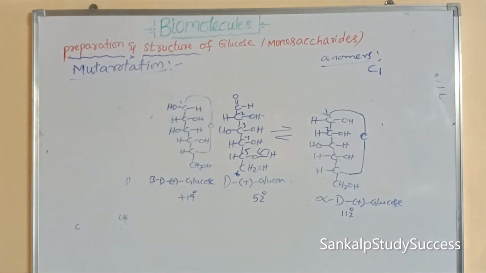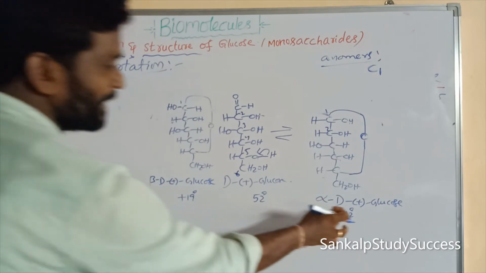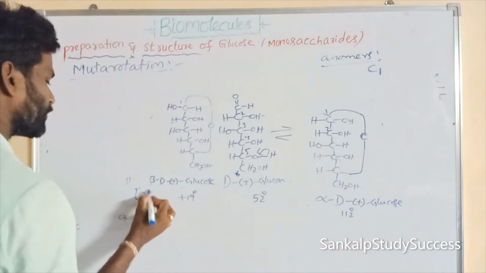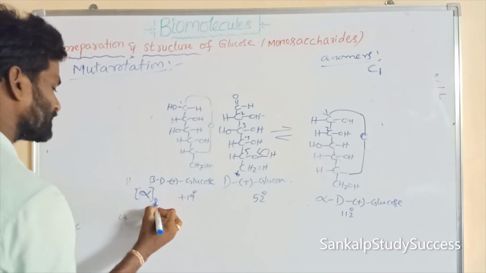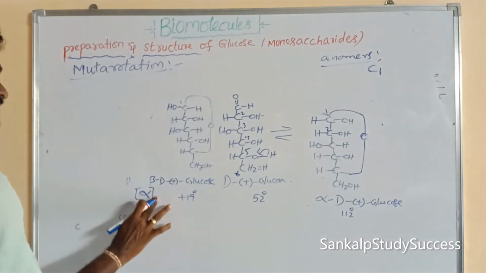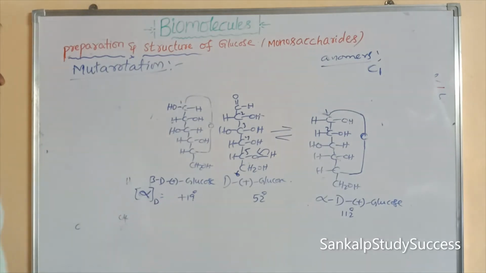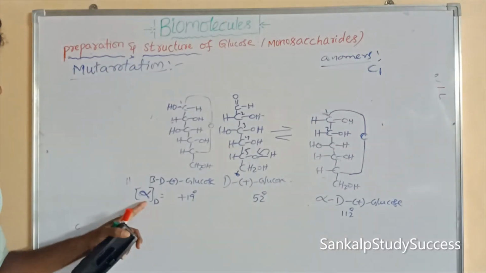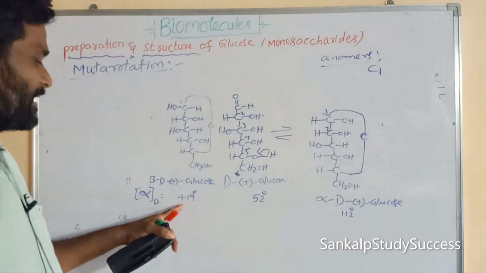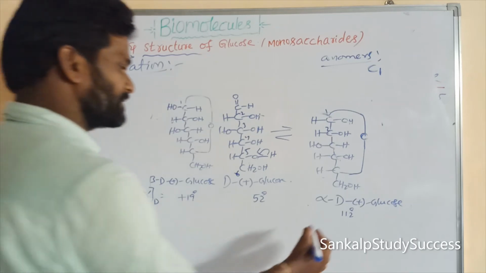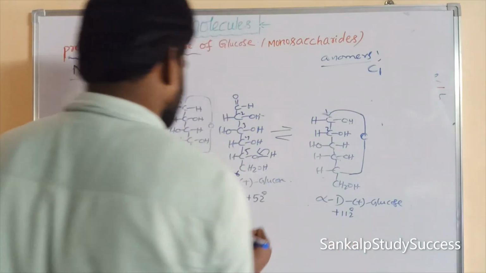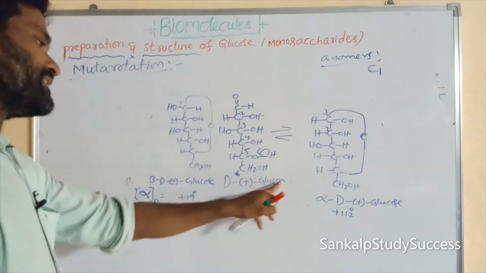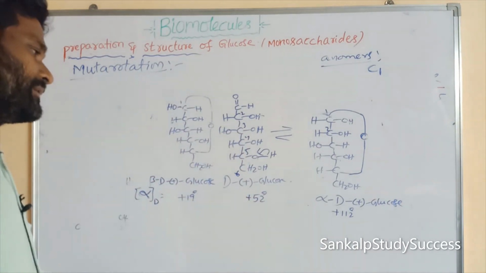Now on to mutarotation. This is alpha D glucose. Its optical rotation is represented by alpha in square brackets with D. It is plus 112 degrees for alpha D glucose, right? Beta glucose is plus 19 degrees. All these are plus values. And this is the D glucose, the open chain structure of glucose. Its value is plus 52 degrees, right?